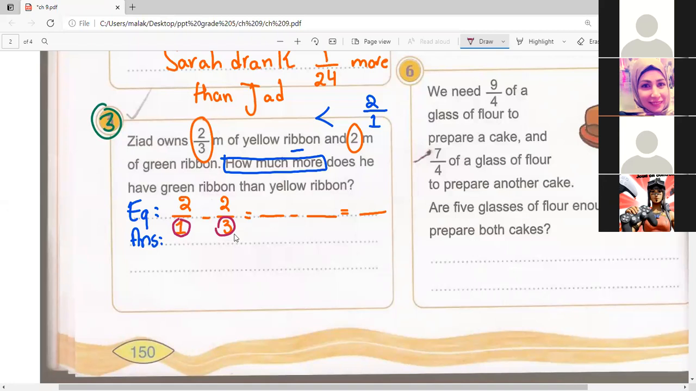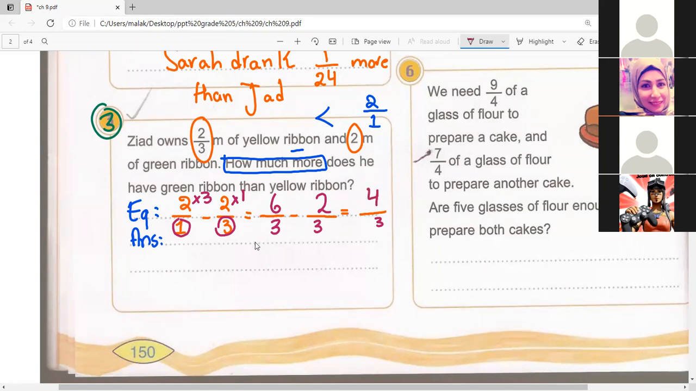No, it's not 6. It's 3. We go with the smaller. Which number in table 1 gives us 3? 3. Which number in table 3 gives us 3? Also 1. 2 times 3, how much? 6. 2 times 1? 2. 6 minus 2? 4.